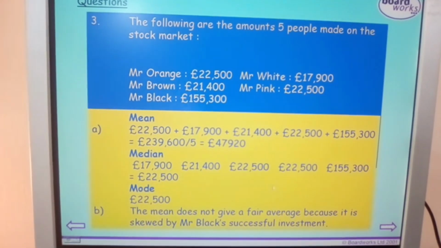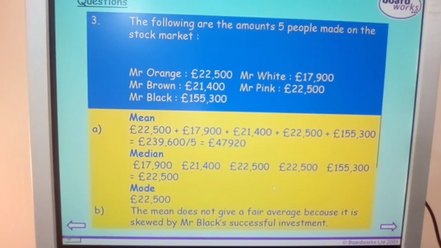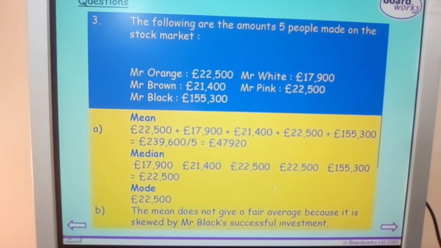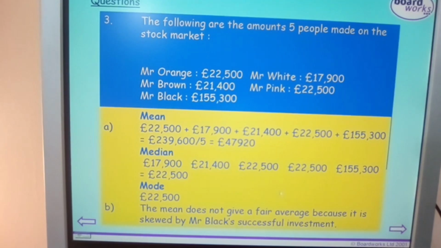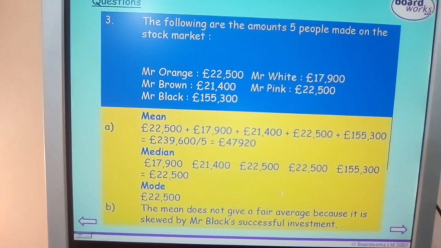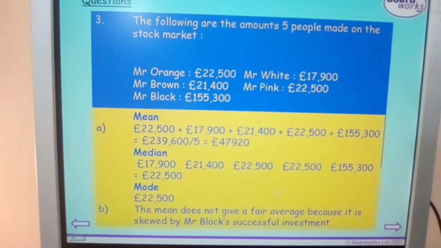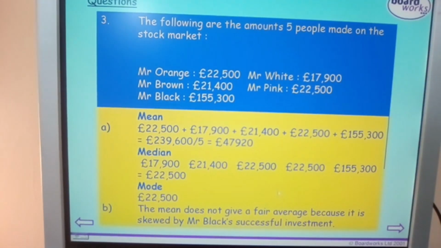So you're looking at not a full explanation there given. It's not detailed enough. You can see Mr. Black has massive investment and he's made a profit probably of 155,000, which overtakes all of those, almost what they've got together. So Mr. Black has made a difference to that question.